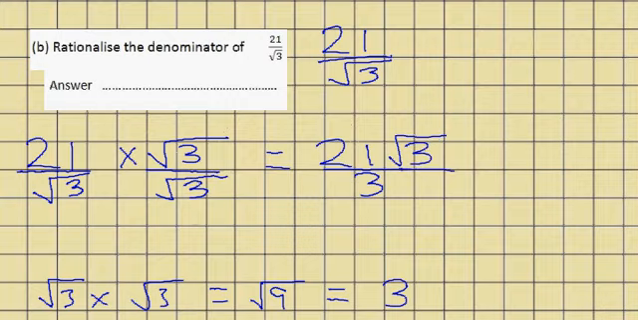Let's take a look at our fraction. We were asked to rationalize the denominator, to make the denominator a rational number so it doesn't have any square root or surd. Our denominator is 3. It's not a surd, it is a rational number, so we've done what we've been asked to do. We've rationalized the denominator. So our final answer is 21 root 3 all over 3.